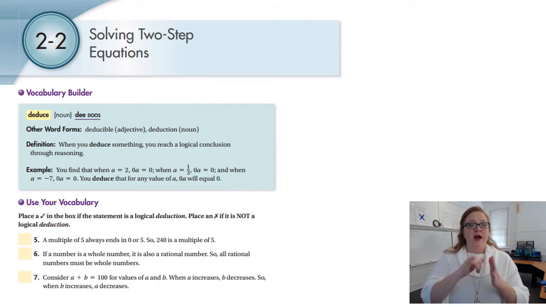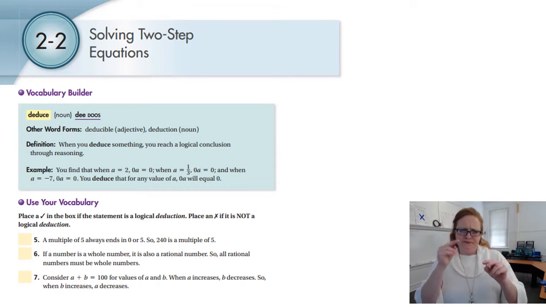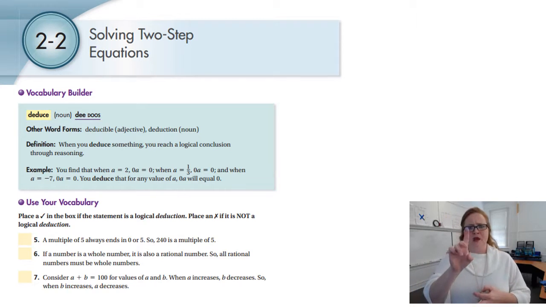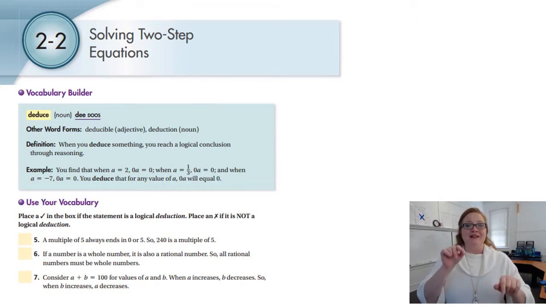example. You can find that when A equals 2, 0 times A equals 0. When A equals 1/3, 0 times A equals 0. And when A equals negative 7, 0 times A equals 0. You can deduce that for any value of A, 0 times A will equal 0. Use your vocabulary. Pause the video and answer the questions.